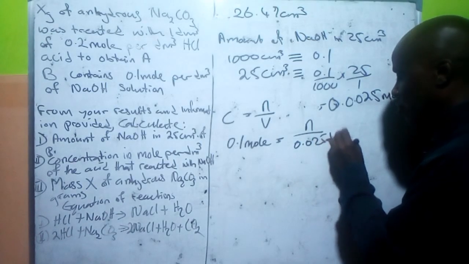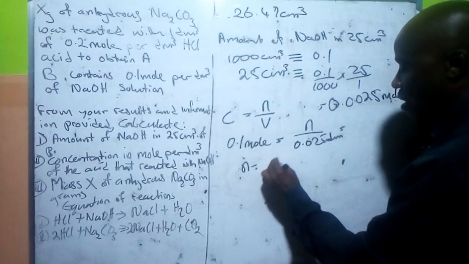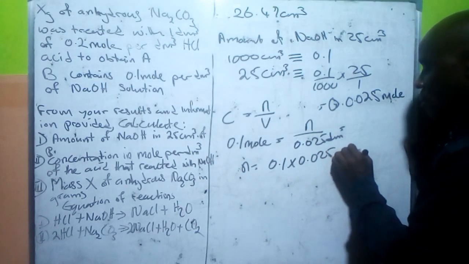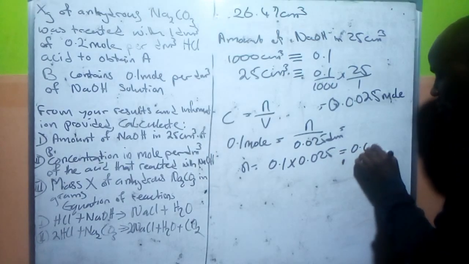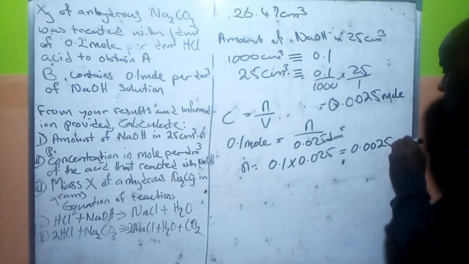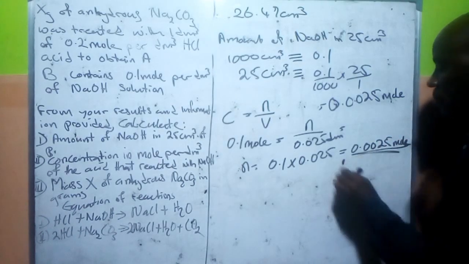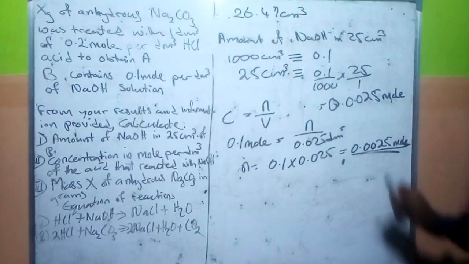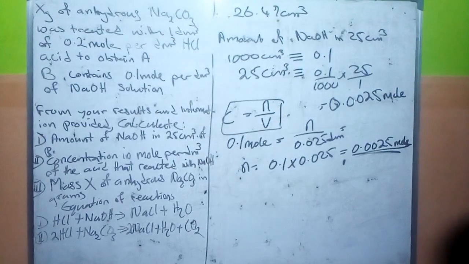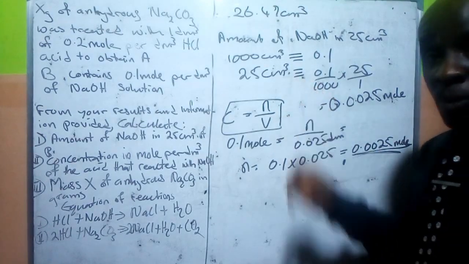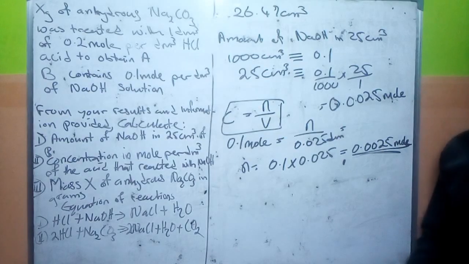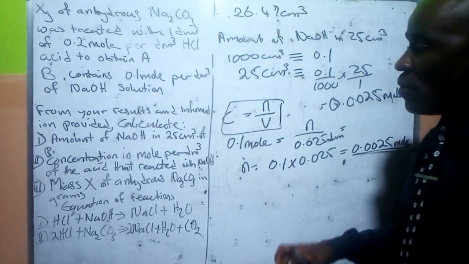0.025 dm cube. So making n the subject of the formula, we have 0.1 times 0.025 dm cube. That will give us 0.0025 moles. That is what we have. So this is another method of doing it. Remember this, either you use the proportional method or the formula method. Any of the one you think is okay for you, that will be faster and easier for you, is also nice. So we go over to the next question.